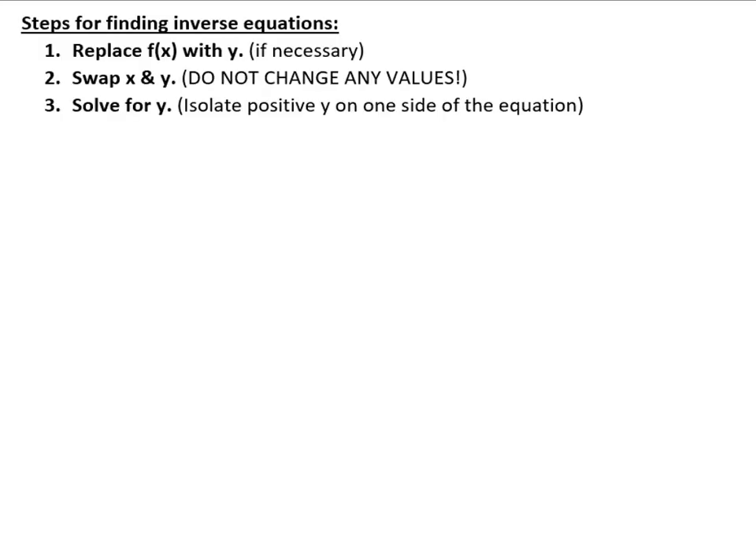Okay, to find an inverse equation, first thing we're going to do is replace any function notation with y. So if it says f of x or g of x, whatever it is, we're just going to replace it with y if necessary. It might already say y equals. Okay, then to find our inverse, we're going to swap x and y. We're going to change our input and output variables. Don't change any values associated with them, just literally write y where x was and x where y was. Okay, then we need to kind of quote unquote solve for y here. We need to get y by itself and positive on one side of the equation. It doesn't matter which.